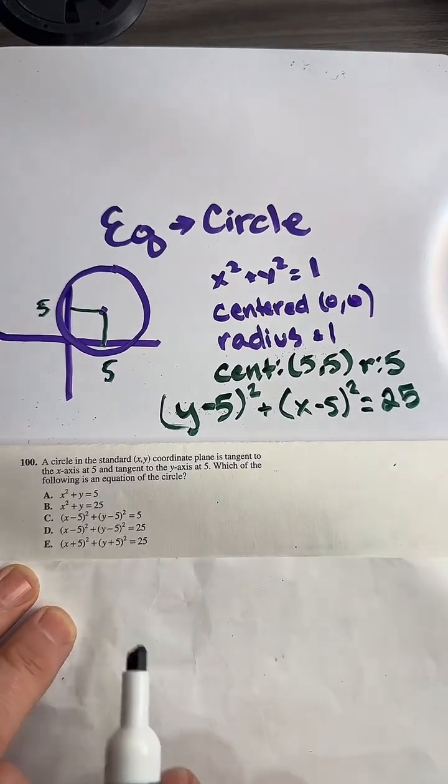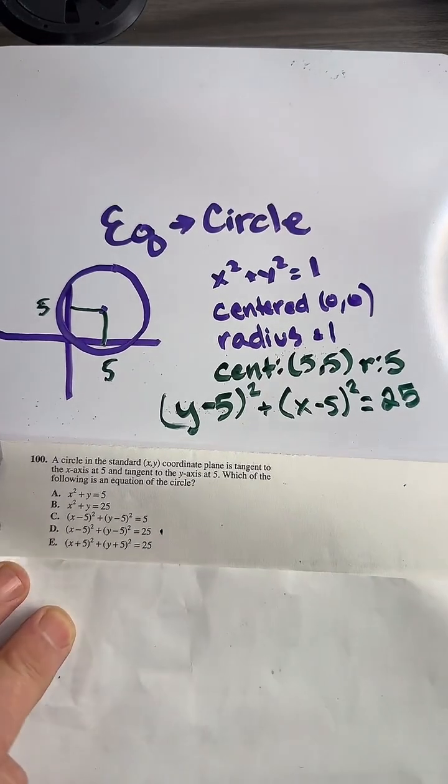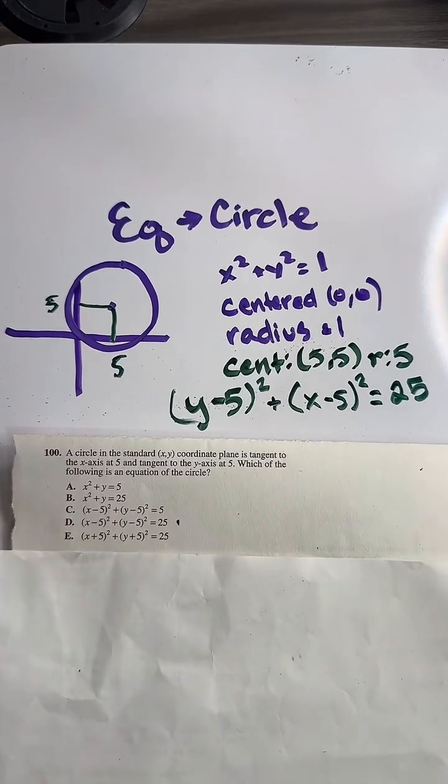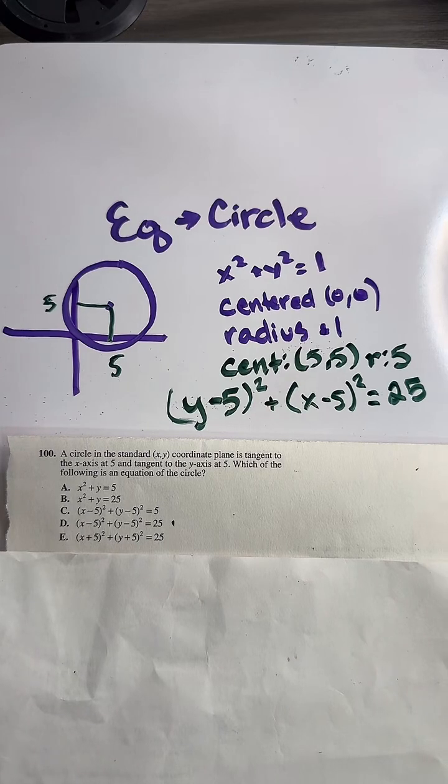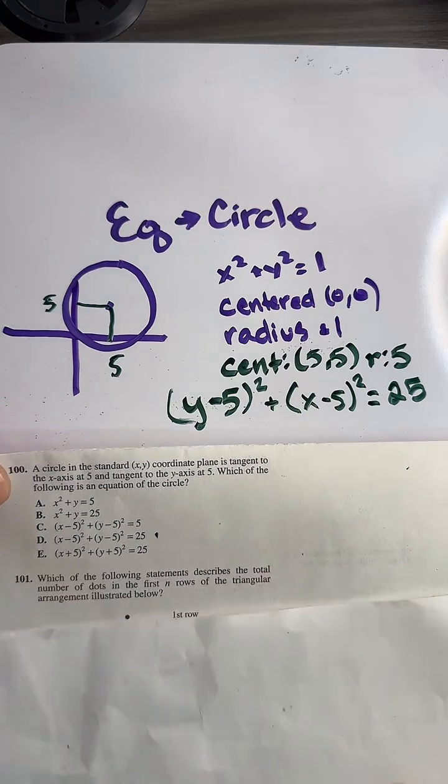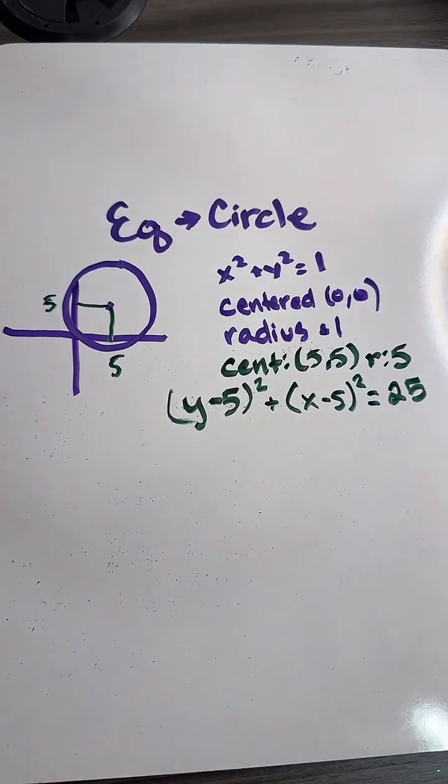All right. So it looks like I've got D right here. D is x minus 5, y minus 5. All right. Equation of a circle. We don't use it very often, but they love to test it. All right, let's do one more here. Let's see what we got.